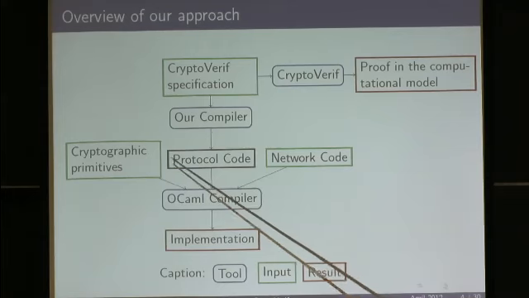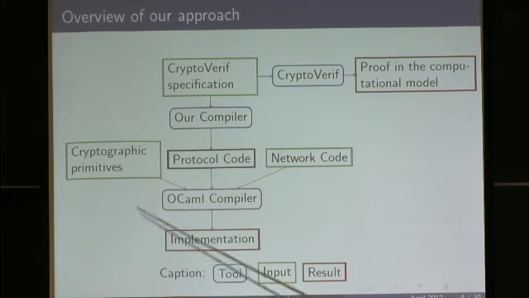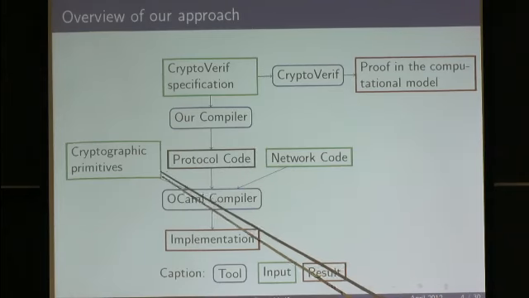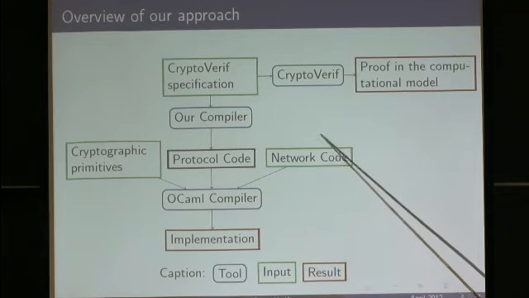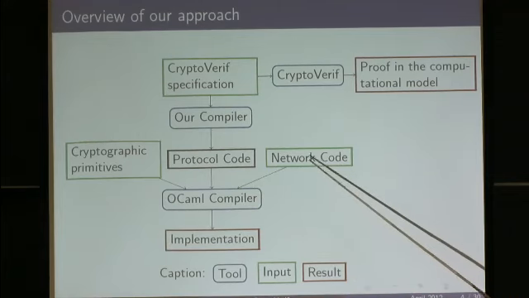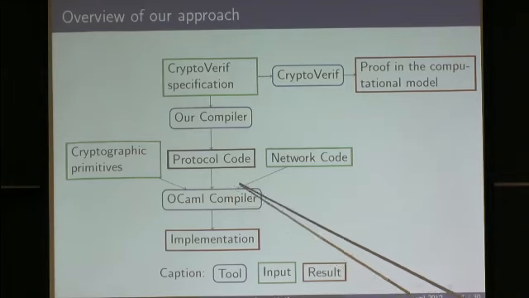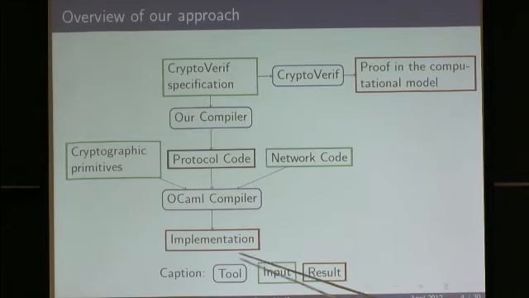We put that implementation together with the cryptographic primitives that we have to write manually. The CryptoVerif specification gives you precise assumptions on these cryptographic primitives, and you have to verify manually that they satisfy these assumptions. And you have the network code, which you can consider as part of the adversary from the point of view of the proof of the protocol. So you put all this together and you compile it to get an implementation that you can execute.